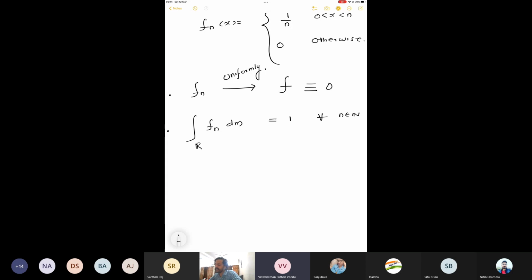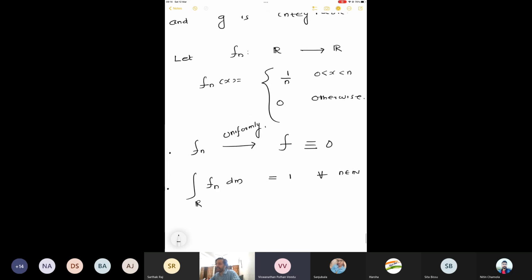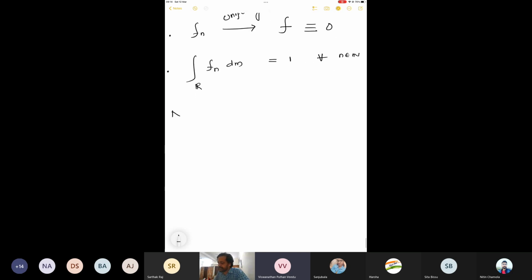So you are getting the limit of the integral is not equal to the integral of the limit, even though fn's are measurable and so on. So what went wrong is that you cannot find a measurable integrable g such that mod fn is less than or equal to g. So I will just write it. Note that here fn is not dominated by an integrable function g. You have to convince yourself.